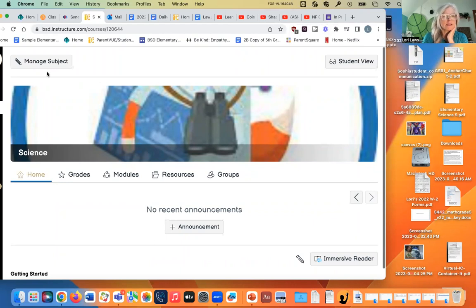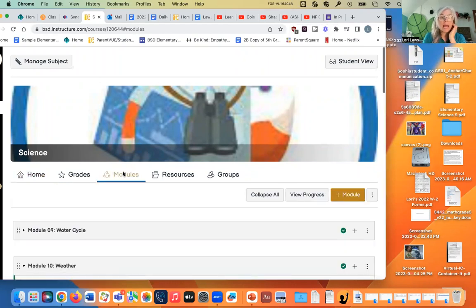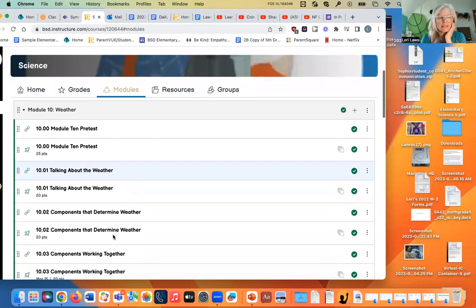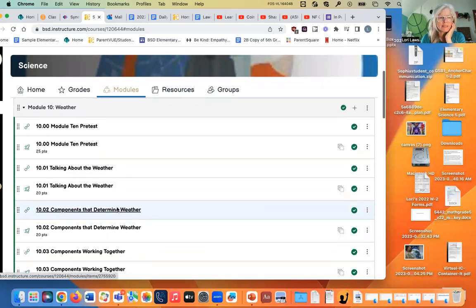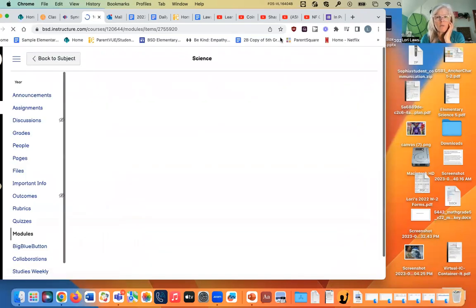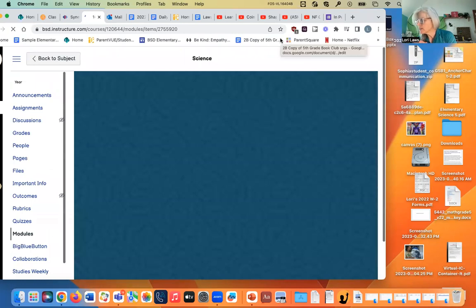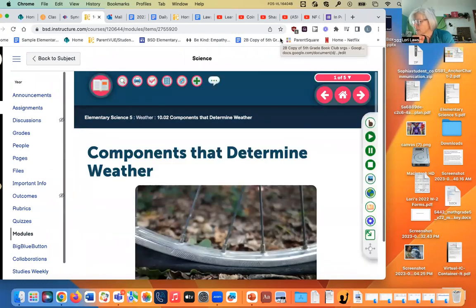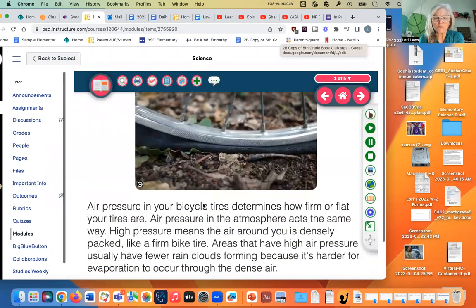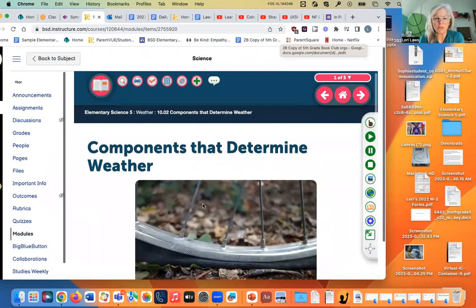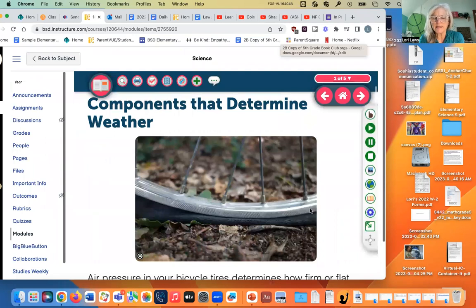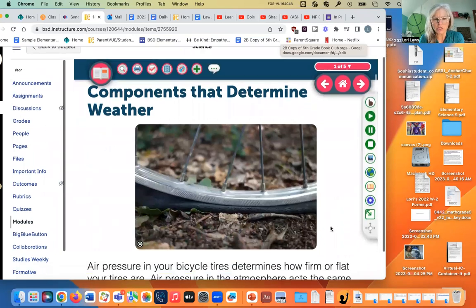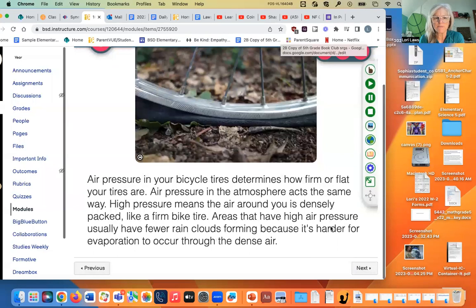All right, so this is science and we're in mod 10, lesson 1002, components that determine weather. We did 1001 yesterday. Yesterday we were talking about different vocabulary terms, the six things that have to do with weather: air pressure, temperature, etc.